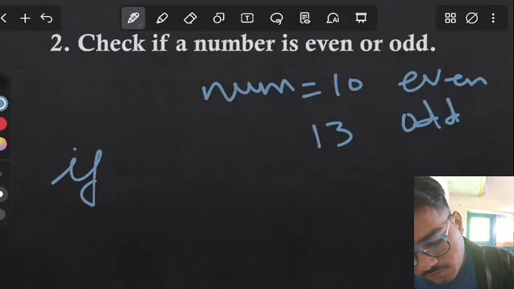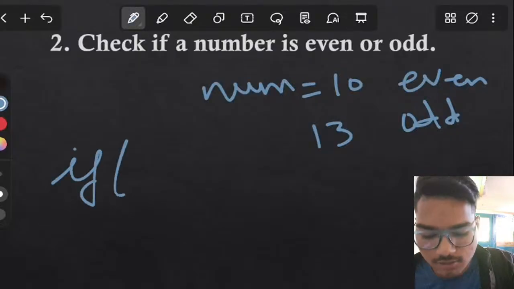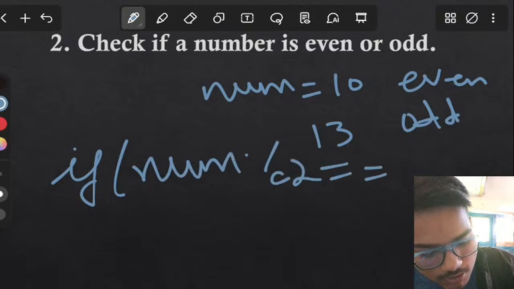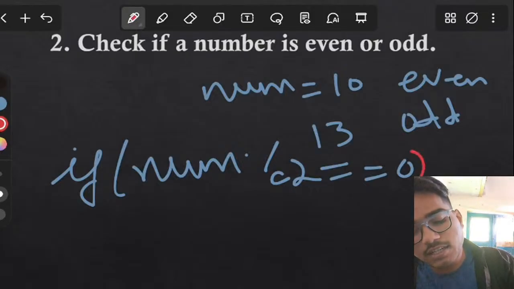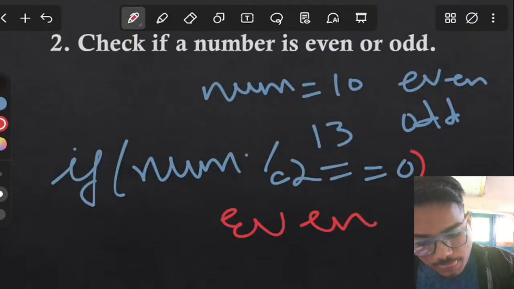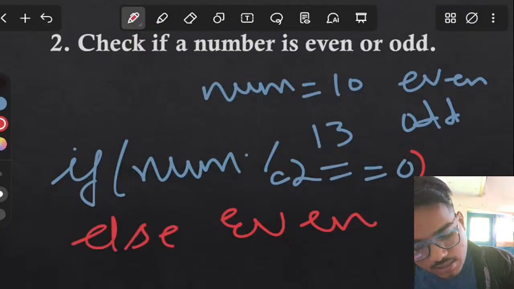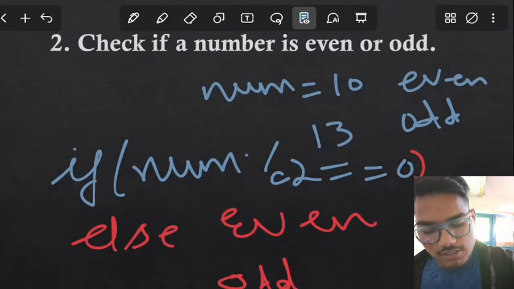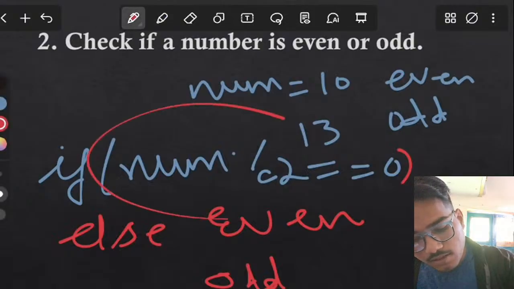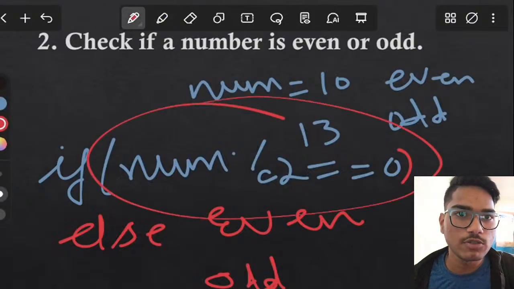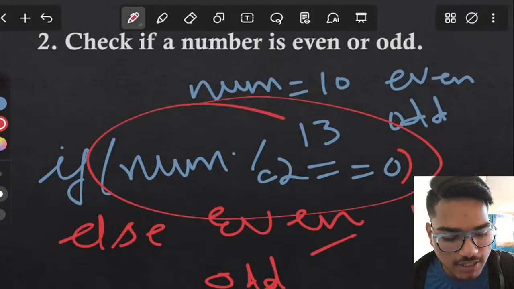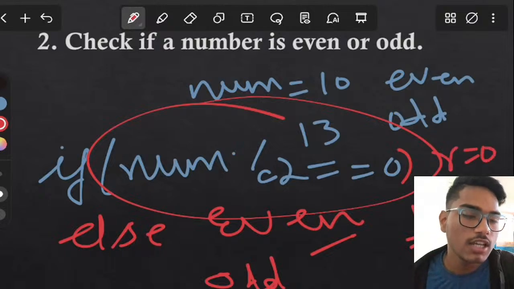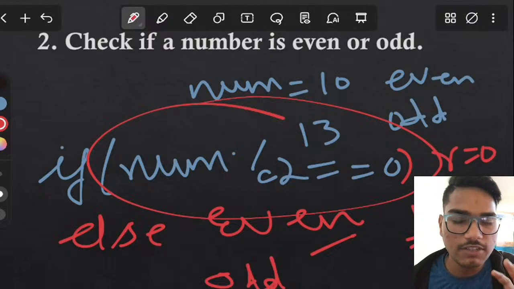So in this question we are going to use the modulus operator. If the num value modulus 2 is equal to 0, in that case we can say the number is even. Else the number is odd. We have to use this condition, num mod 2 is equal to 0, which means if we divide the number, 10 divided by 2 will be 5, and the remainder will be 0. If the remainder is 0, we can say that the number is even.